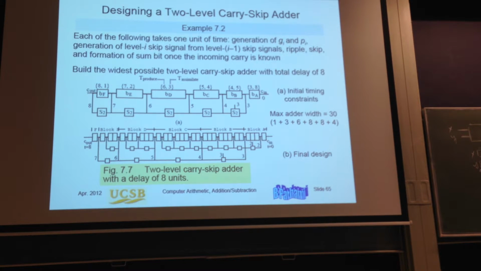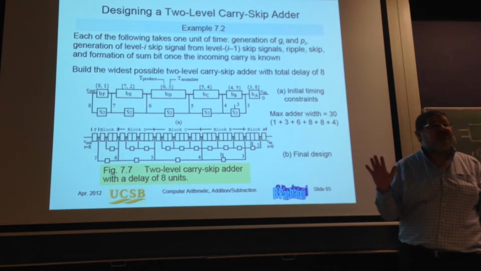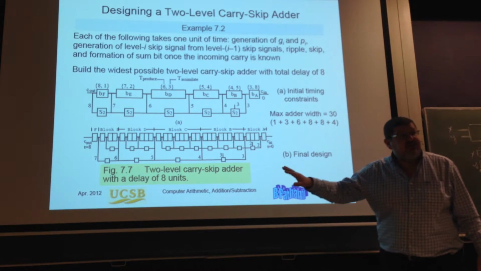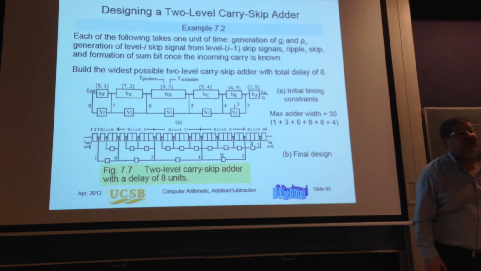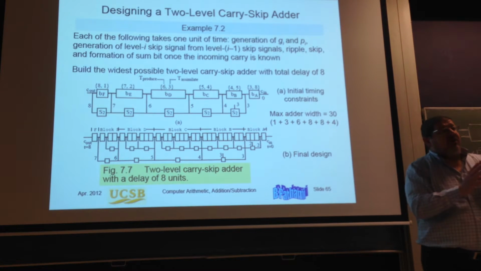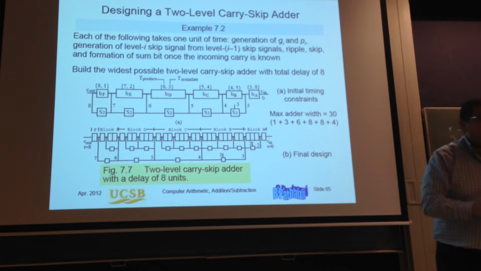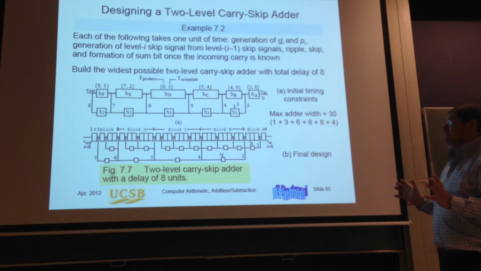Okay, I can do the same kind of reasoning now for a two-level skip. And using the same principle of thinking, I can determine the number of bits that I can add, again in 8 units, with 2 levels. And what you see is the fact that I add another level will bring me to 30 bits. Now, this is a theoretical result. It's based on some assumptions which are not 100% correct in reality, but the principle will function.